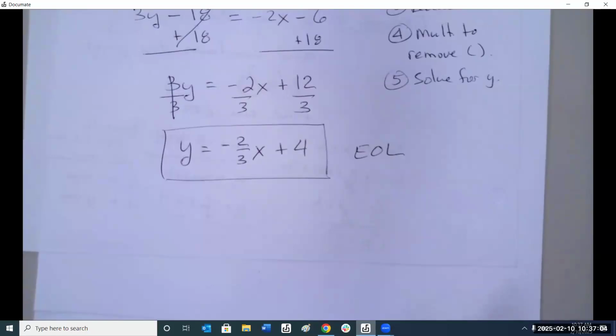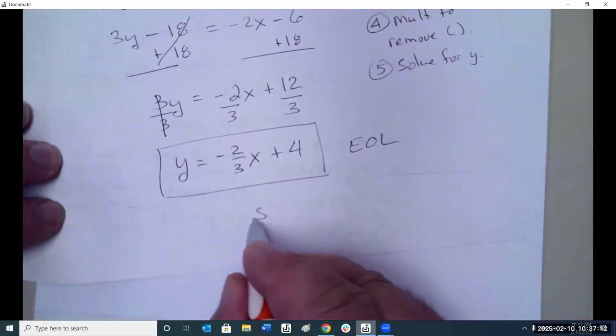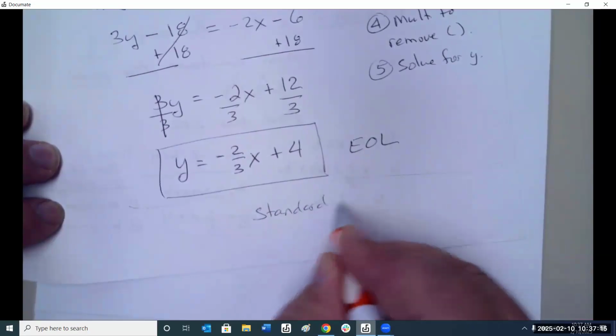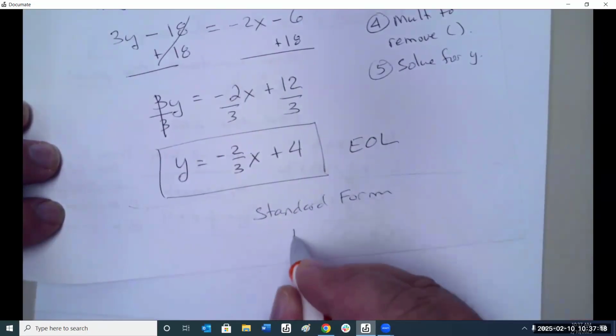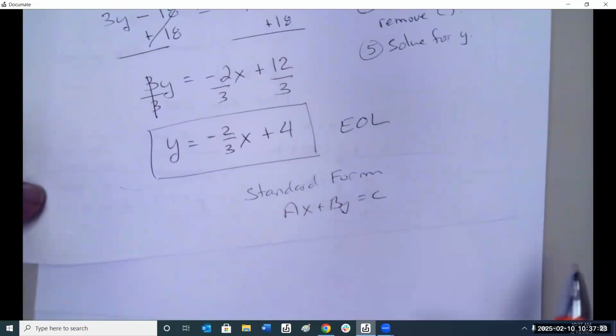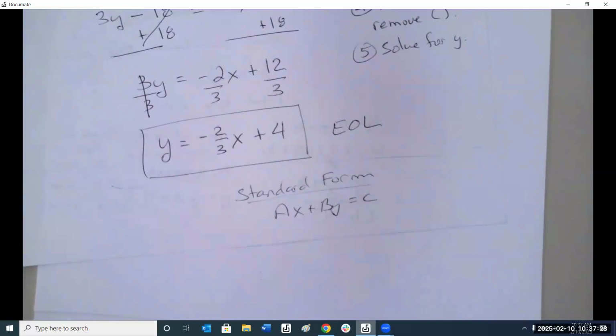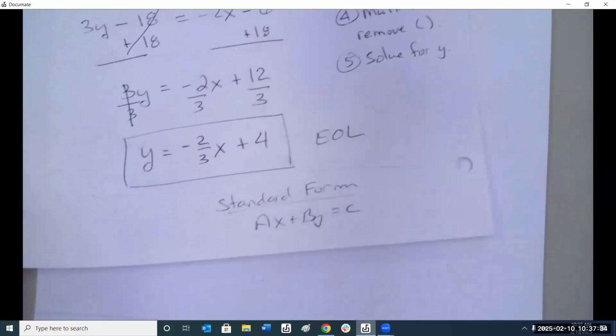Before we move on, where do these equations come from? There's one more equation called the standard form. That's ax plus by equals c. That's when you have all the x's and y's on one side. That's called the standard form. But where does it all come from? It is a linear function. The standard form is ax plus by equals c. x and y same sign.